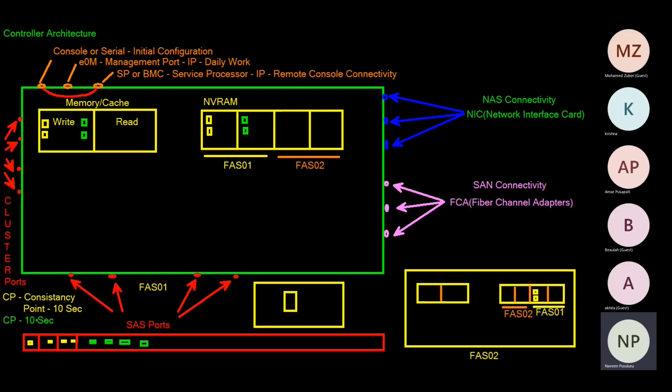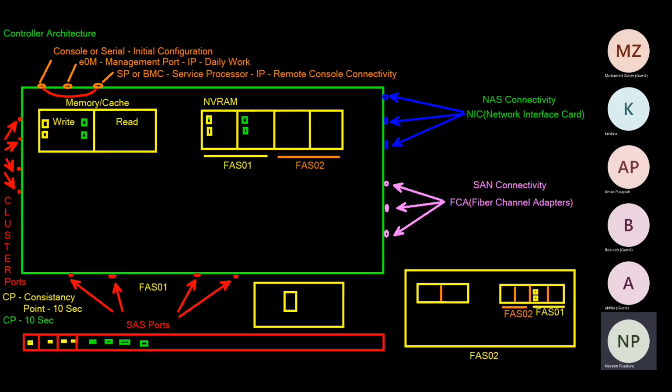Once the 10 seconds period is completed, there is a background process which will happen automatically, and this background process is called consistency point. The name of the background process is consistency point. This will be triggered by Data ONTAP. Once the 10 seconds period is completed and ONTAP triggers this consistency point, whatever data came in the past 10 seconds will be committed to the disks.